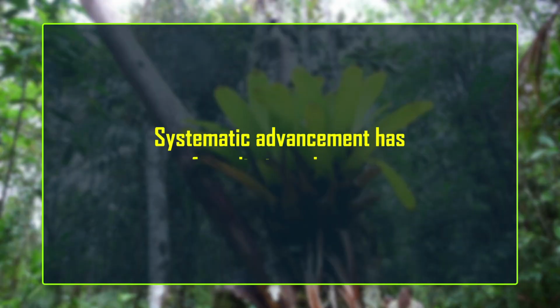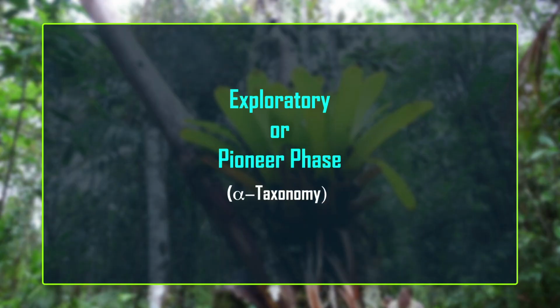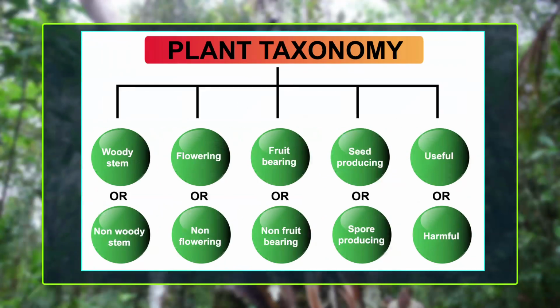Therefore, it is not strange that there is a lot of disparity in the level of advancement concerning knowledge about respective floras. Today, the systematic advancement can be conveniently divided into 4 distinct phases, which are encountered in different parts of the world. If we have to discuss these phases, they start like this. Number first, the exploratory or pioneer phase. This phase makes the beginning of plant systematics, wherein we collect the specimens and build herbarium records.